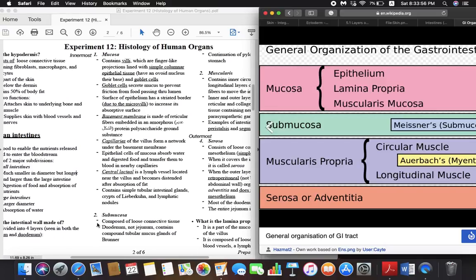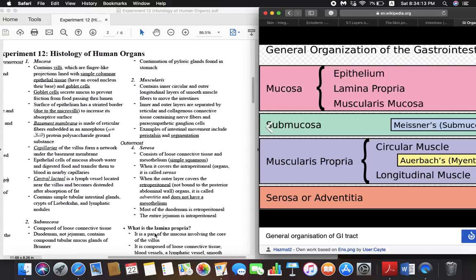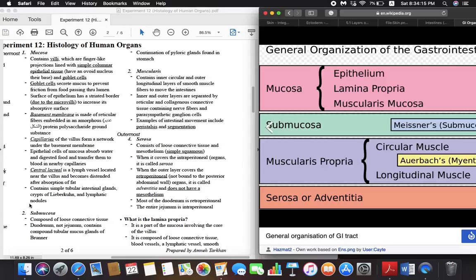Next, we have the submucosa here. It is composed of loose connective tissue. And we need to know that the submucosa of the duodenum, but not the jejunum, contains compound tubular mucus glands of Brunner. We also have to know that this submucosa is a continuation of the pyloric glands found in the stomach. This is a piece of information from the manual. So this is the submucosa.